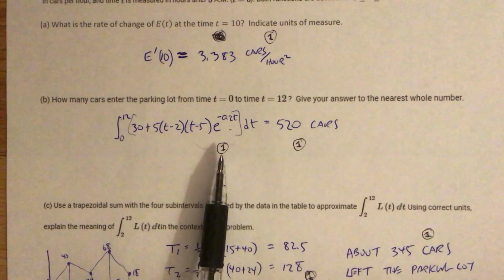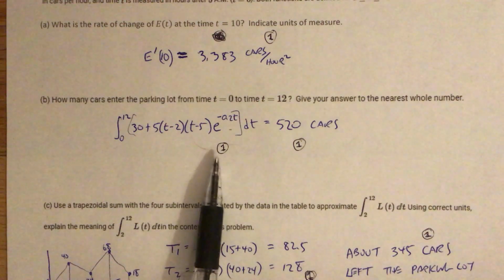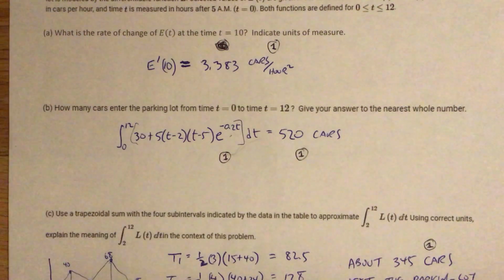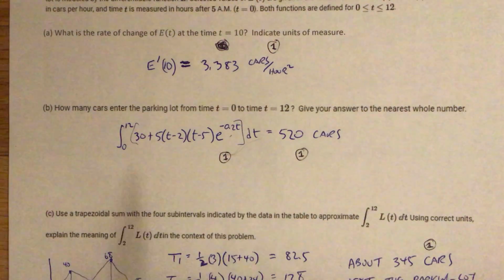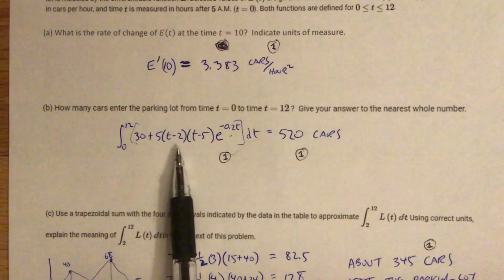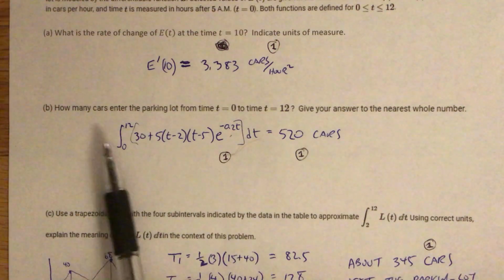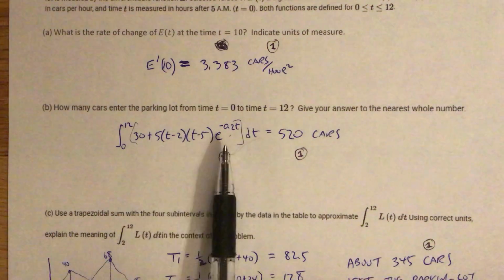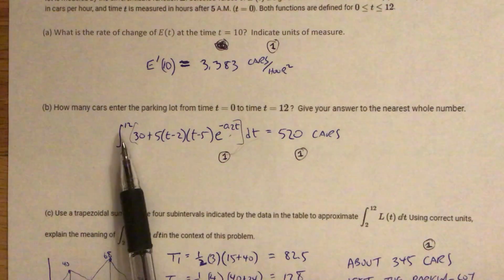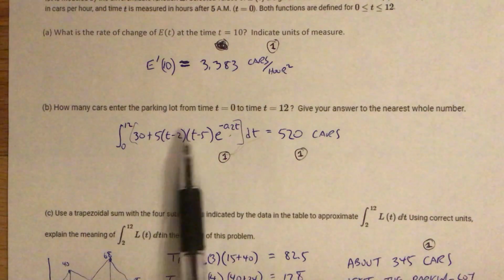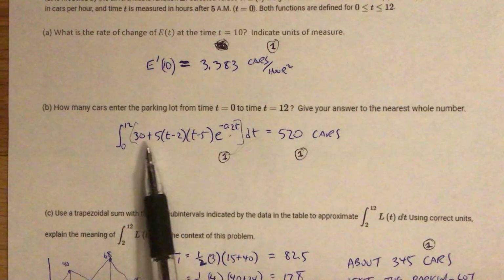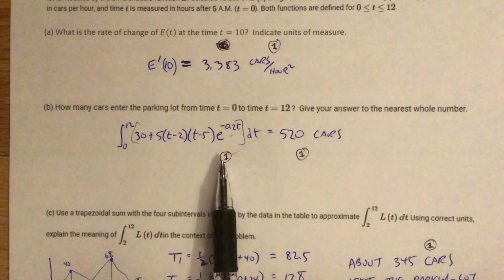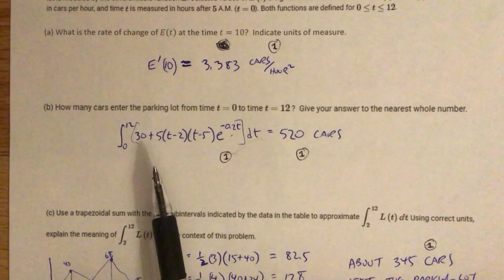So you get a point for knowing that, remember E of t is in cars per hour. If you integrate, you get the antiderivative, and you just get cars as your unit. So if you integrate this from 0 to 12, they literally want this as the work. So you get a point for saying to integrate this function. You could even just say the integral from 0 to 12 of E of t dt if you really wanted to, because E of t is defined to be this function. As long as you say that, you get a point, but you need its value as well, and they want it to the nearest whole number.